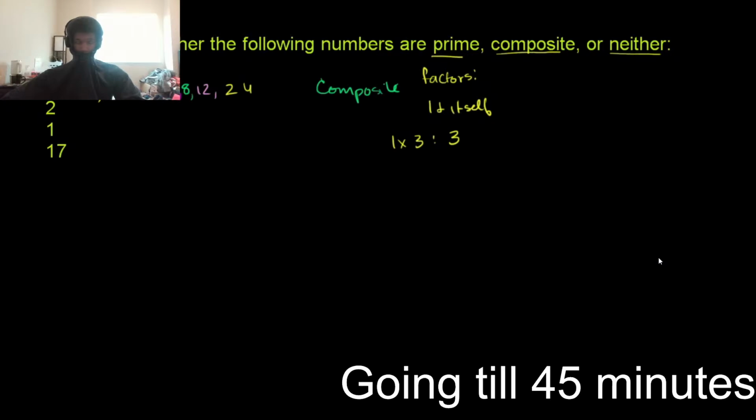Now let's think about 2. Well, the non-zero whole numbers that are divisible into 2, well, 1 times 2 definitely works, 1 and 2. But there really aren't any others that are divisible into 2.